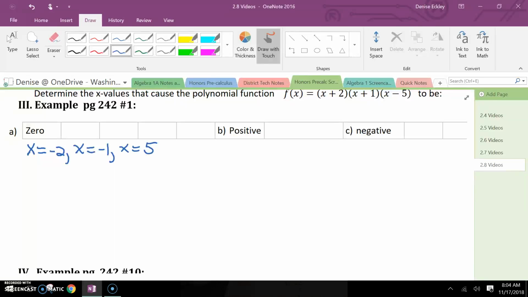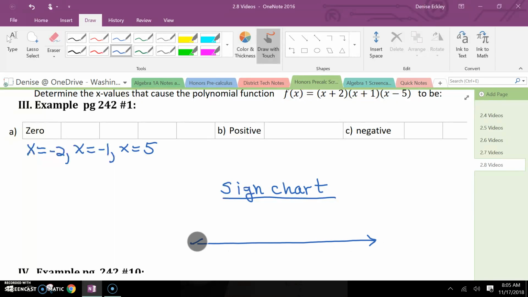So let's start with a sign chart. A sign chart just takes a number line and looks at points on either side of the zero. So you start out by drawing a number line, arranging your zeros in the correct order. So -2 would be first, then we'd have -1, and then we would have 5. Now what we're going to do is pick a point on either side of each of those zeros and determine the sign of the polynomial.